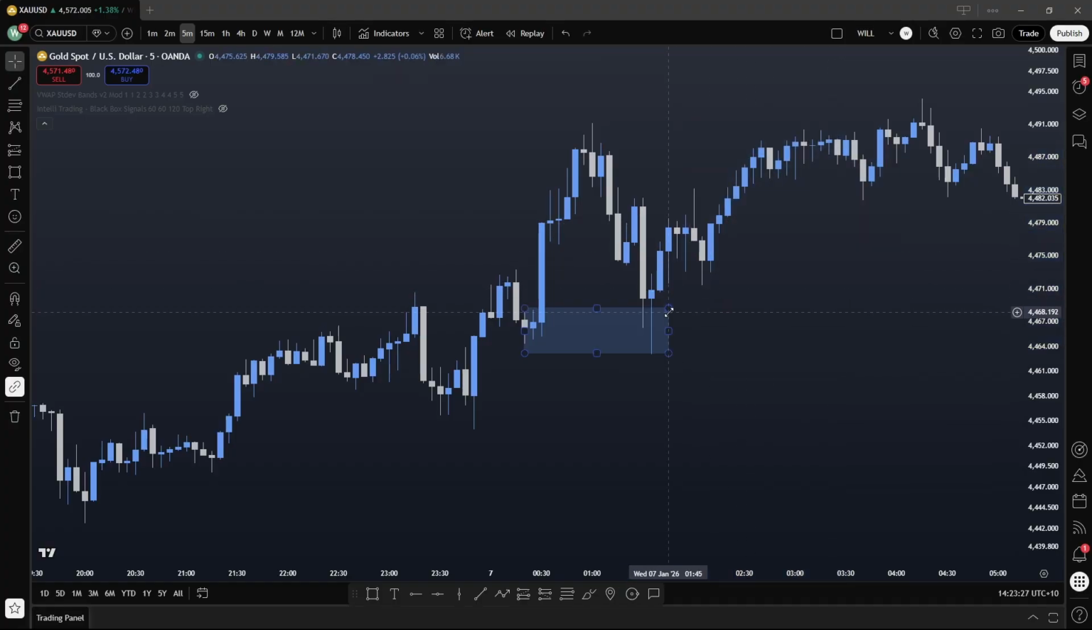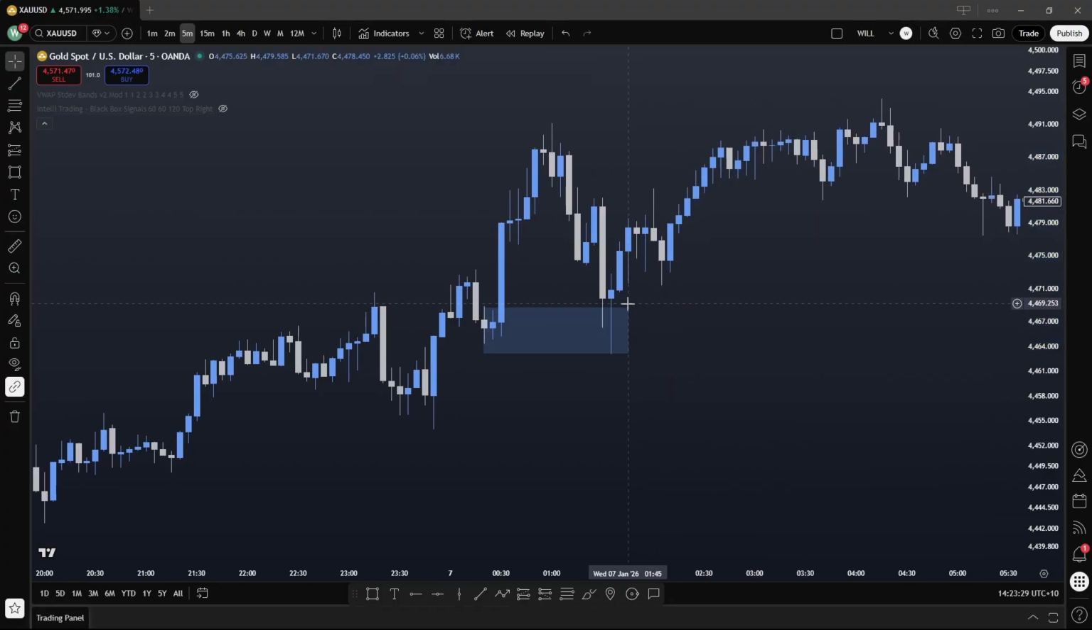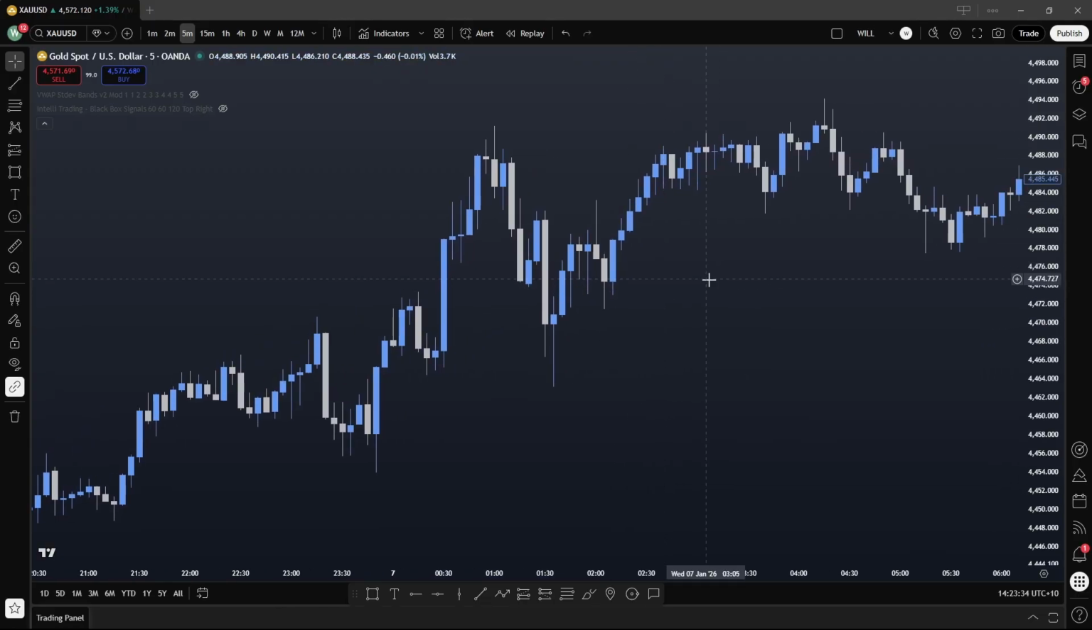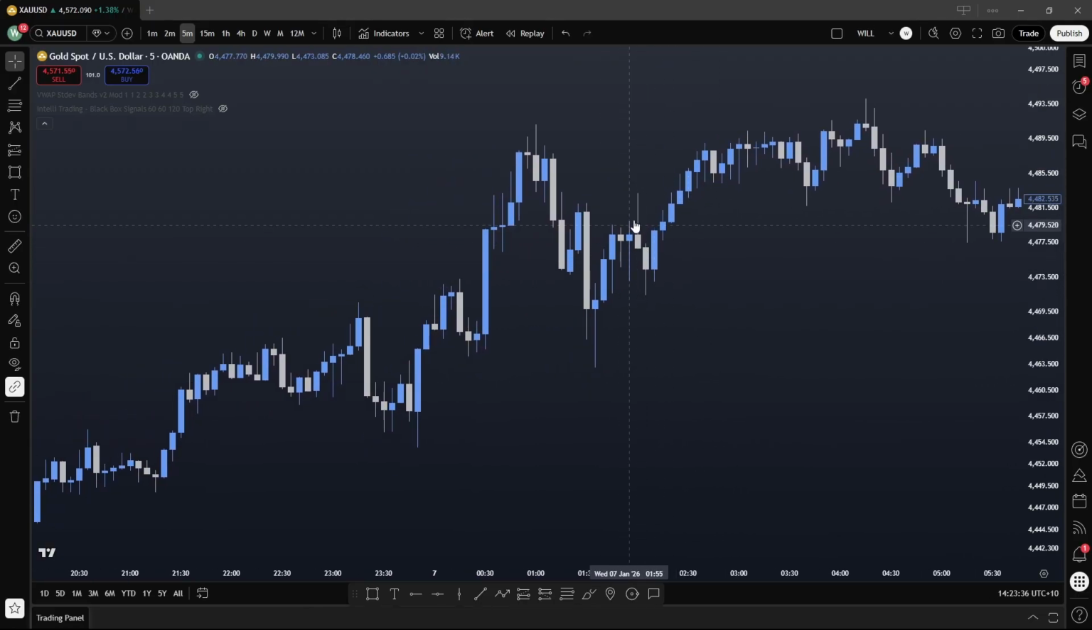Now, this isn't my strategy whatsoever. That is absolutely nothing, and you can't profitably trade like that. But it's the same for bearish rejections as well.